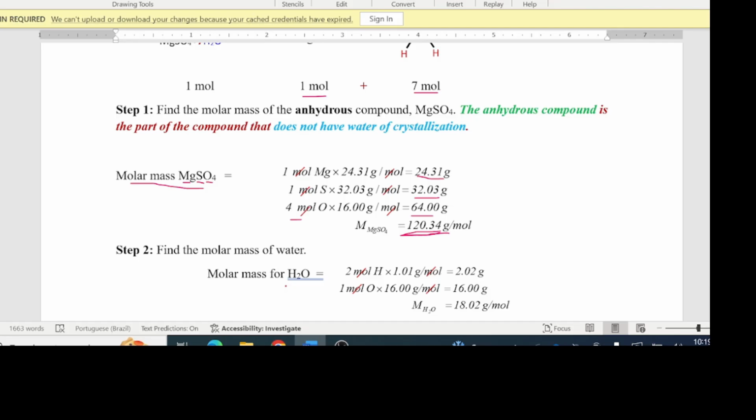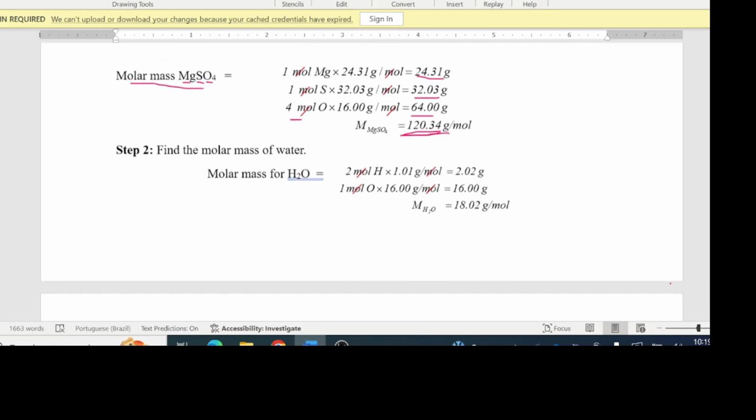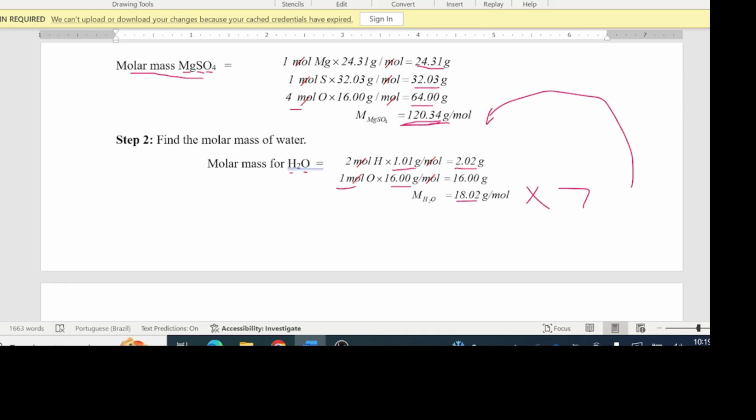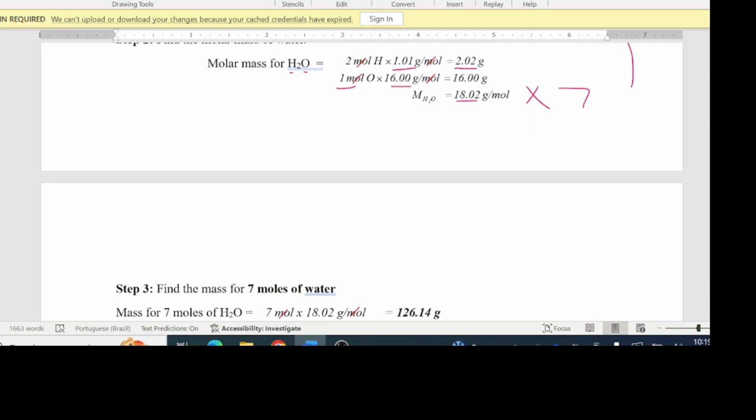Now you do, what is it for 7 moles of water? Before you do that, you have to find a molar mass for 1 mole of water. And you end up with this. But this is just for 1 mole, right? What do you have to do? You have to multiply this by 7. And the answer you get, you'll add it to this guy here. And that will be for magnesium sulfate heptahydrate. This is what you call them, eh?